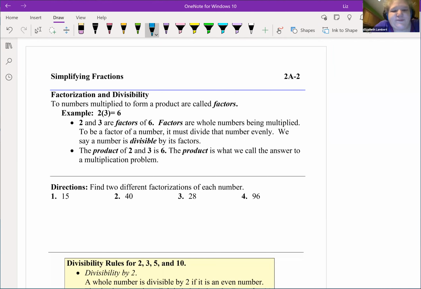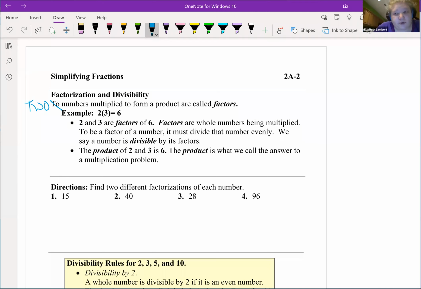All right. So the first part is factorization and divisibility. Two numbers multiplied to form a product are called factors. Example, 2(3) equals 6. So that's 2 smushed onto 3 means 2 times 3. So since 2 times 3 is 6, 2 and 3 are factors of 6.